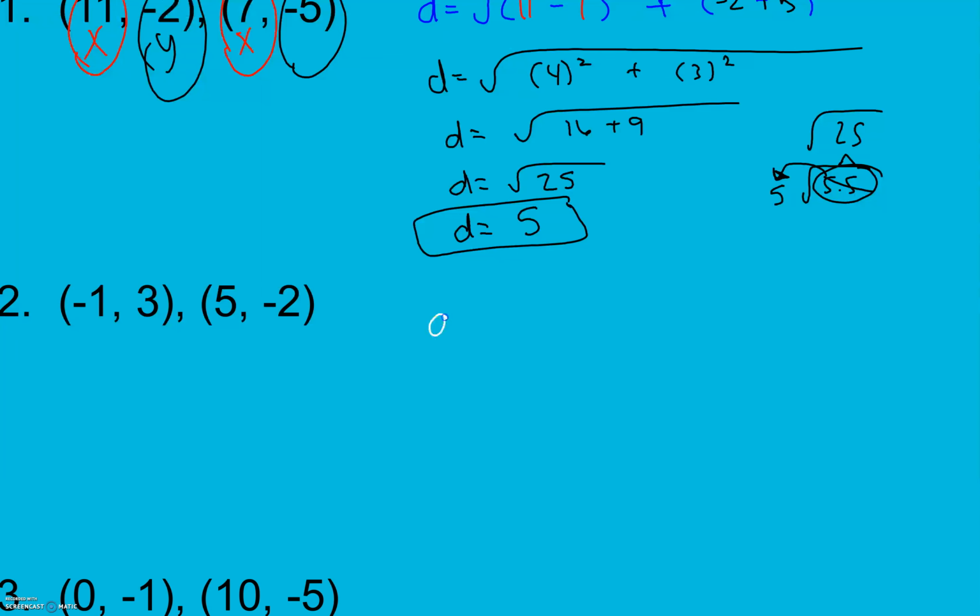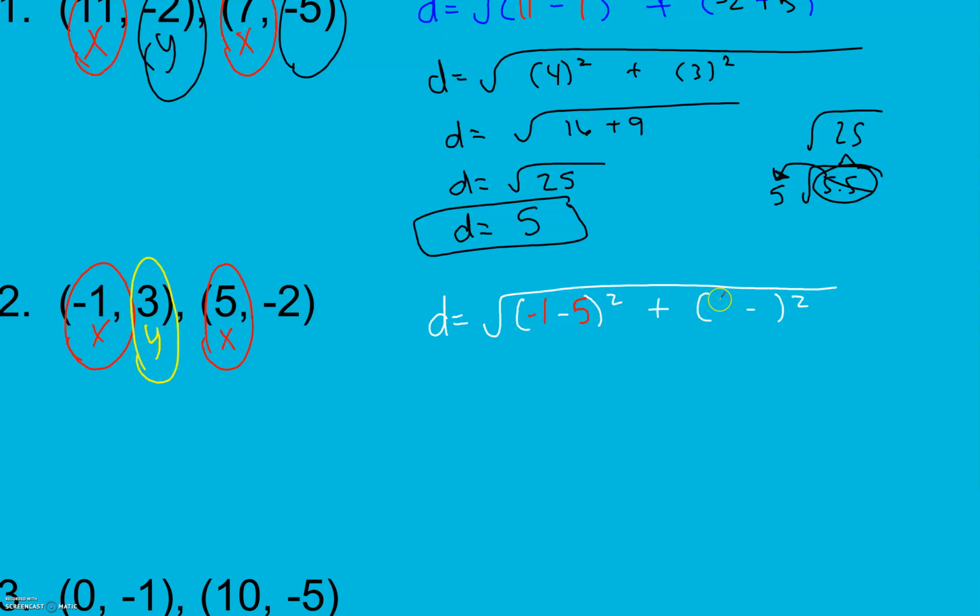Again, I'm going to start off with my formula. It's our change in x's squared plus our change in y's squared. Again, our change in x's is our a value, our change in y's is our b value. A squared plus b squared equals c squared, so we take the square root to get that c by itself. Here, our distance. X's are the first coordinates in our points, so -1 minus 5. Y's are my second coordinates, so 3 minus -2.